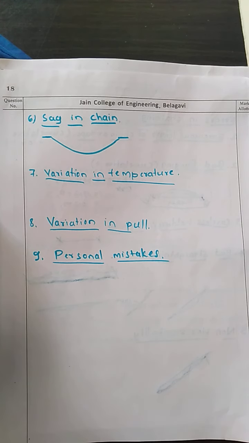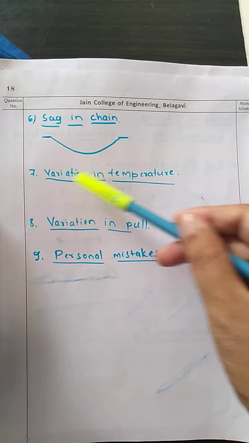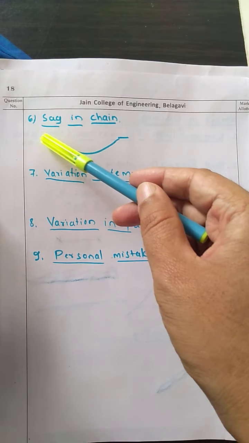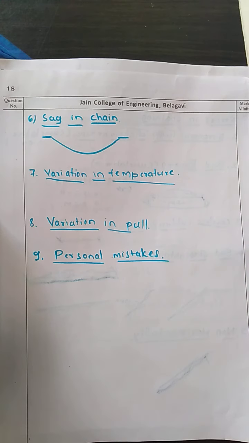Now, sag in chain, this we have not discussed. What is sag in chain? When the distance is measured by stepping, or when the chain is stretched above the ground due to undulations or irregular ground, the chain is going to sag. Or whenever we don't hold it properly, the chain is going to sag, and due to this sagging also, the variation will be too large when we measure the distance. So here also we are going to have some variations.